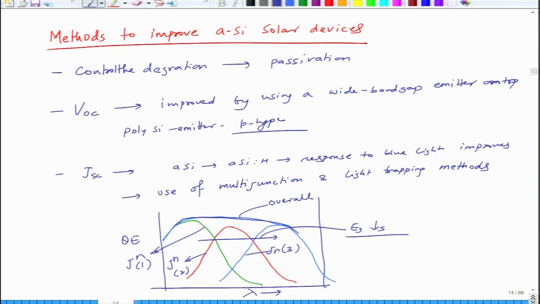Amorphous silicon solar cells have efficiencies of the order of 10%. This is what we have done about amorphous silicon solar cells in this lecture. We will do the remaining part in the next lecture.